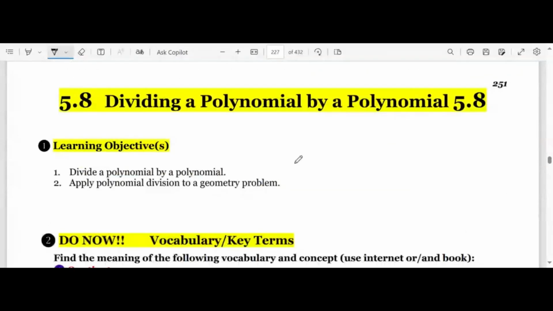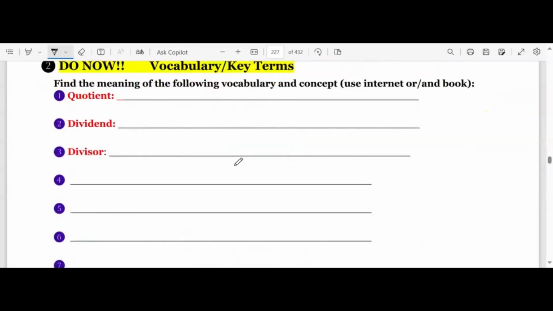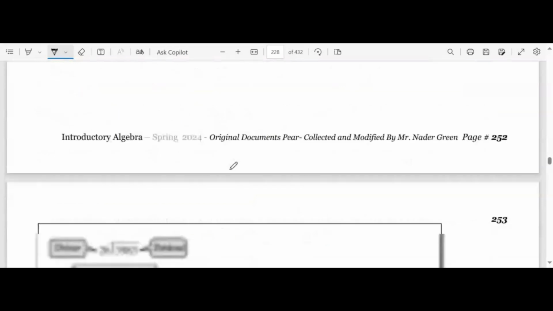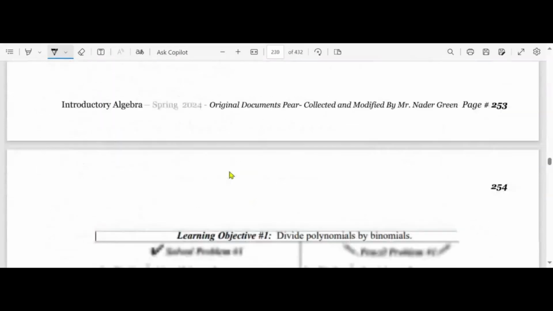Now we're gonna go a little bit more difficult here, because here we're using what? Polynomial divided by what? Polynomial. Okay? I need someone to read. Thunder, read the objectives. Divide a polynomial by polynomial. Apply polynomial division to geometric problem. Okay, let's move on. Geometry means handasa.